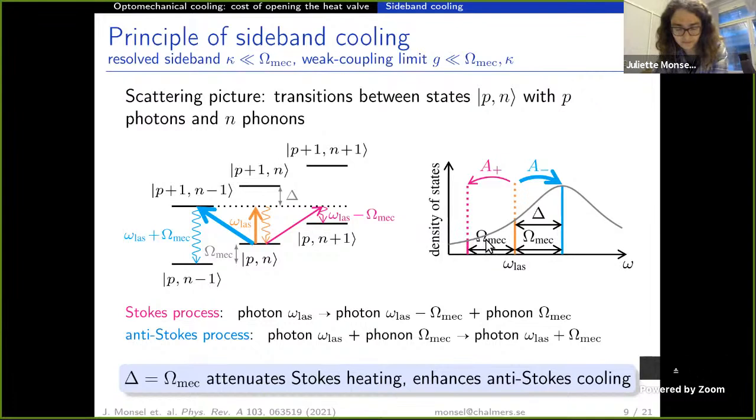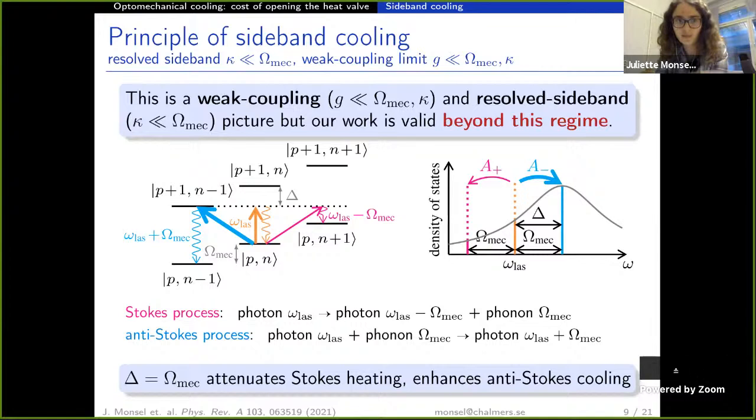I just want to emphasize here that even if we'll talk a lot about the weak coupling regime and resolved sidebands, all the results in the article, so the reference is here, are actually valid beyond this regime.